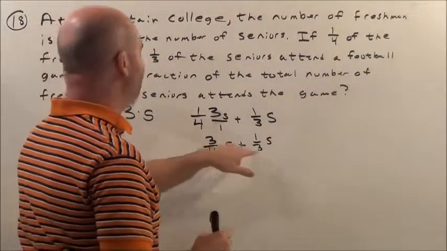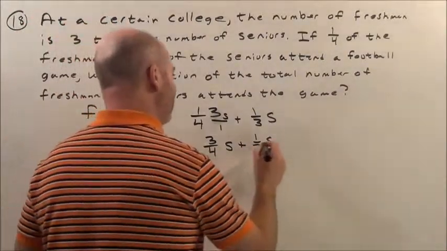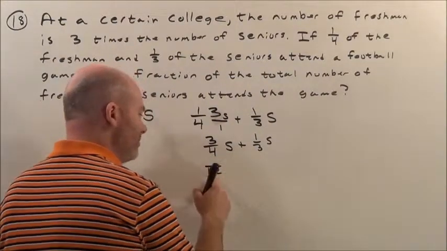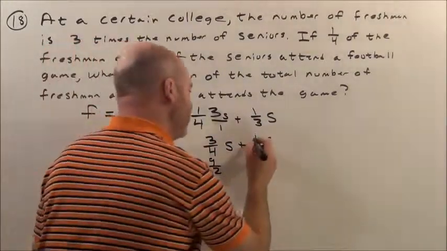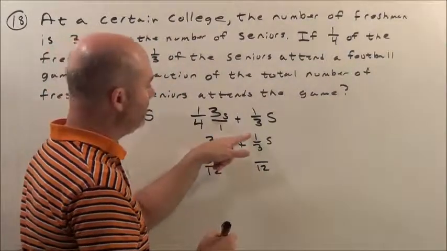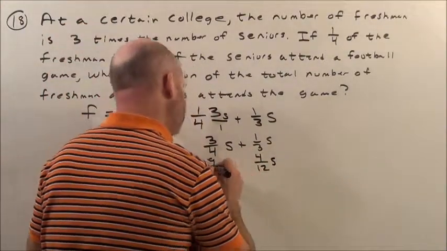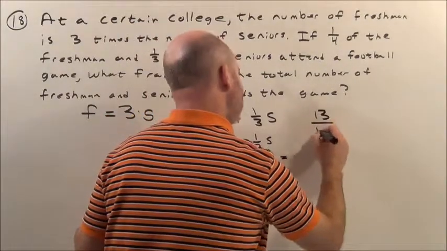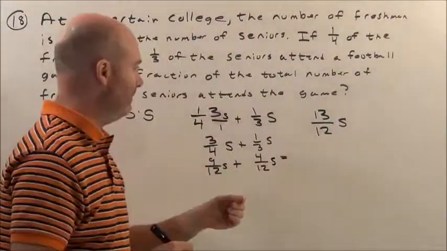Now if I go ahead and add 3/4 and 1/3, you get a common denominator of 12. I better do that for you. Common denominator of 12 here. 4 times what gave me 12? 3. So I got to multiply the top by 3. So 3/4 is the same as 9/12. I changed this into 12ths. Well, what'd you multiply the 3 by to get 12? 4. So I multiply the top by 4. A third is exactly the same as 4/12. So 9/12 plus 4/12, I'm going to write it over here, 13/12 of the seniors.